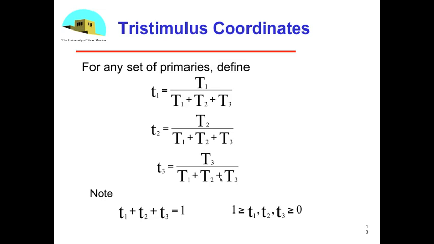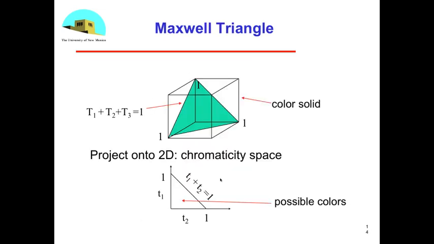And because they're fractions, and we said the tri-stimulus values have to be between 0 and 1, then all of the little t1, t2, t3 have to be between 0 and 1. So that's kind of neat. And we get a nice 2D characterization that looks like this: if I look at this surface where T1 + T2 + T3 equals 1.